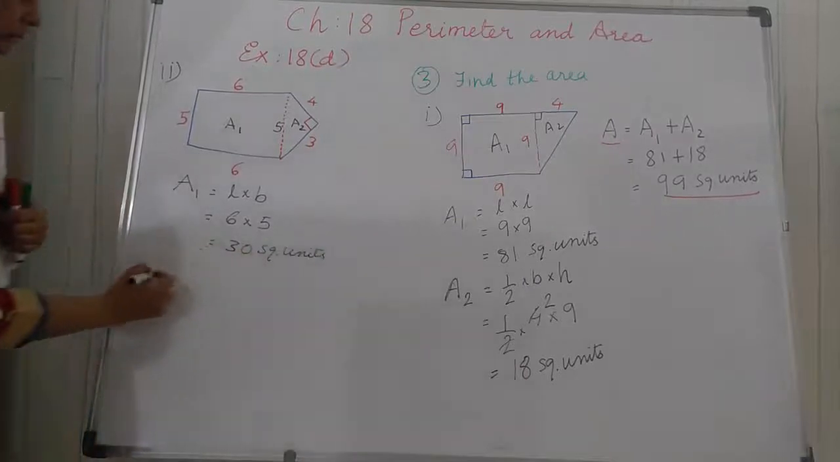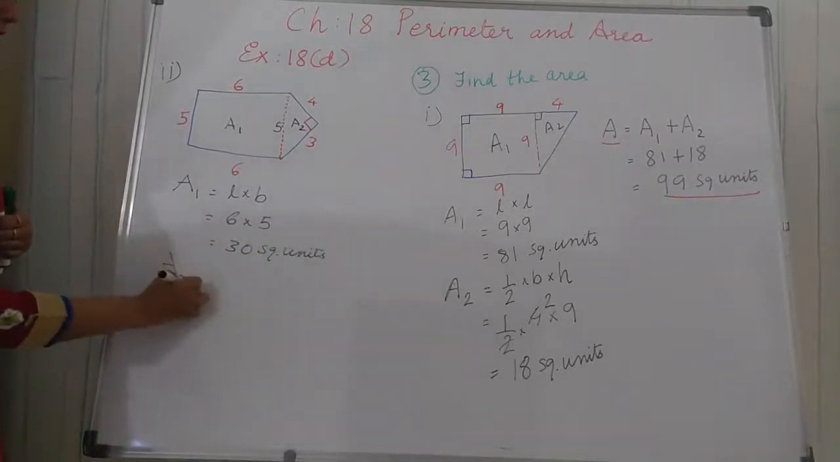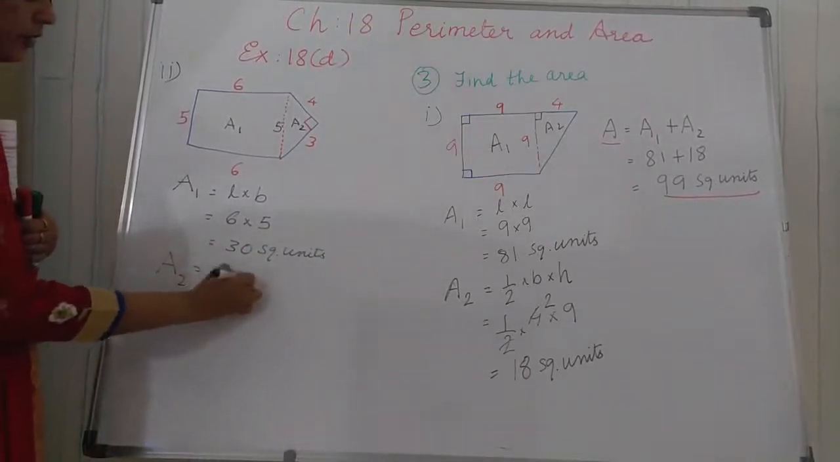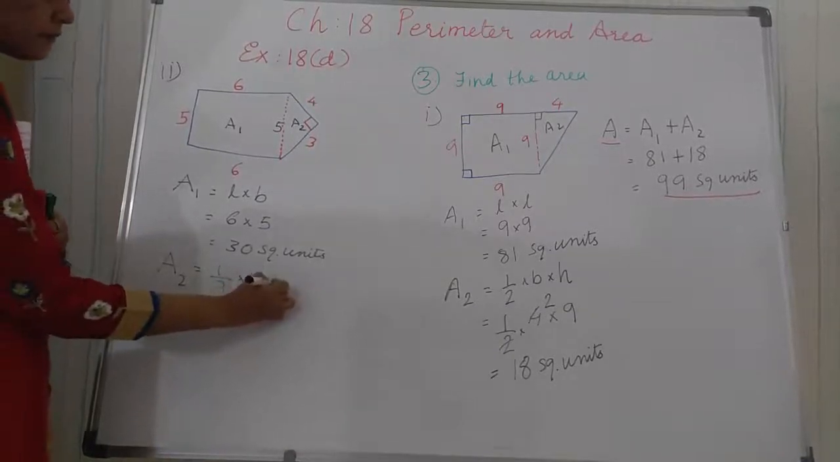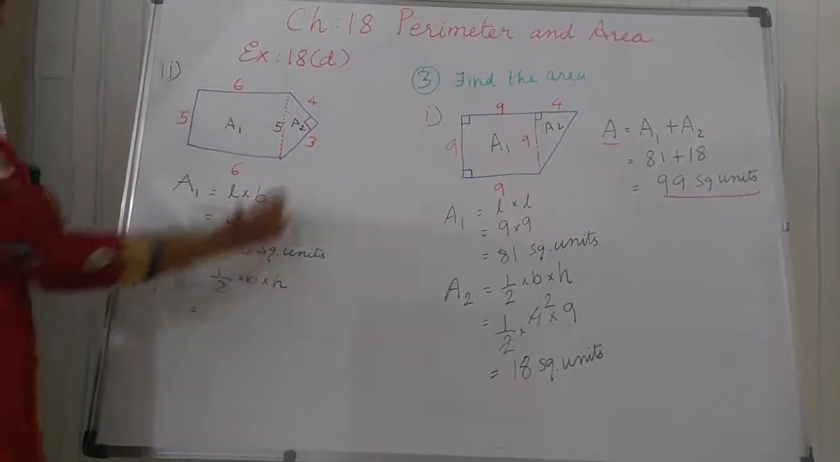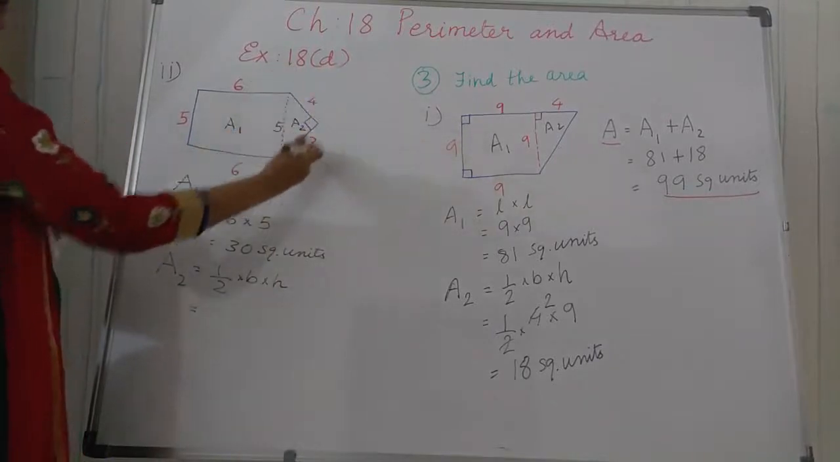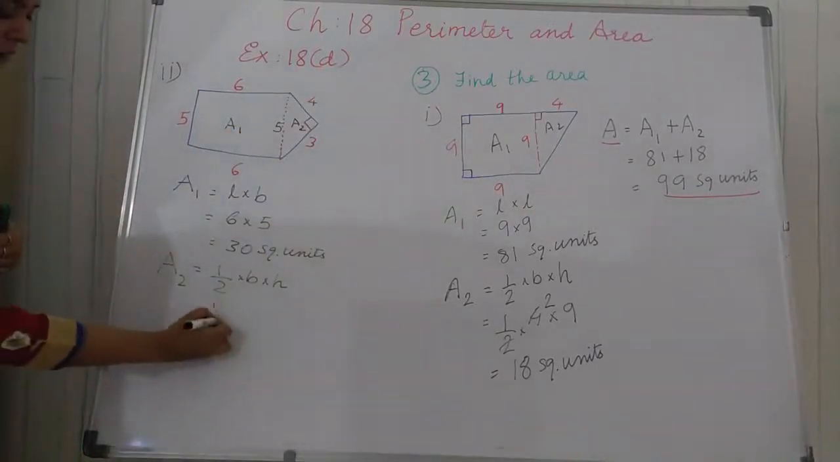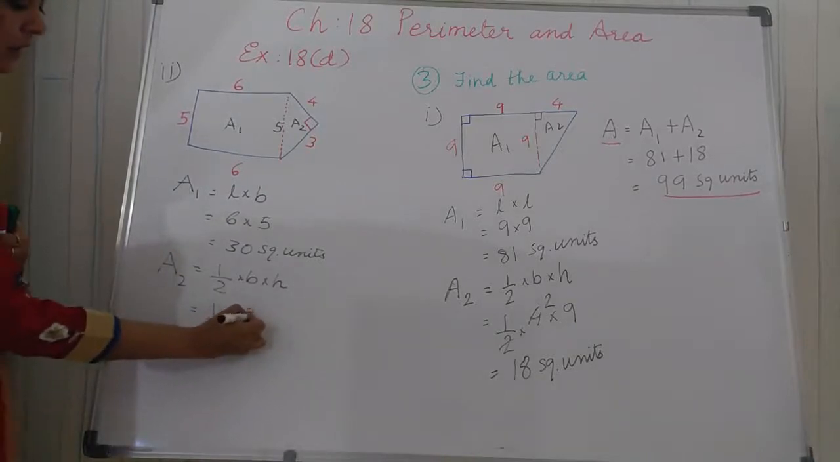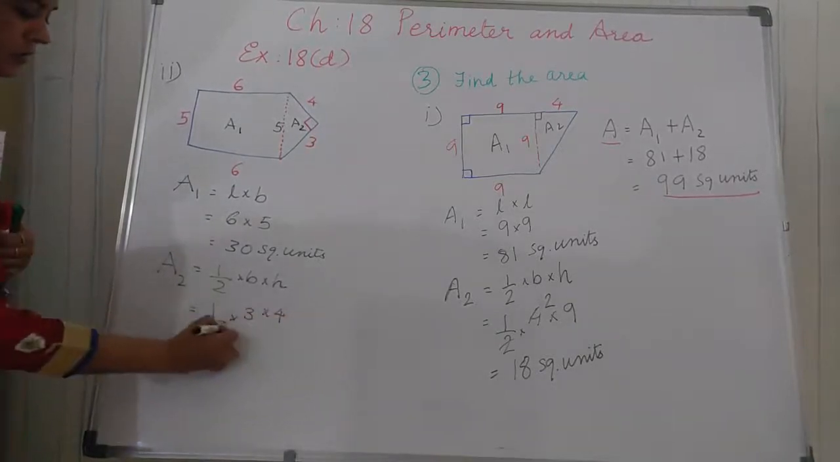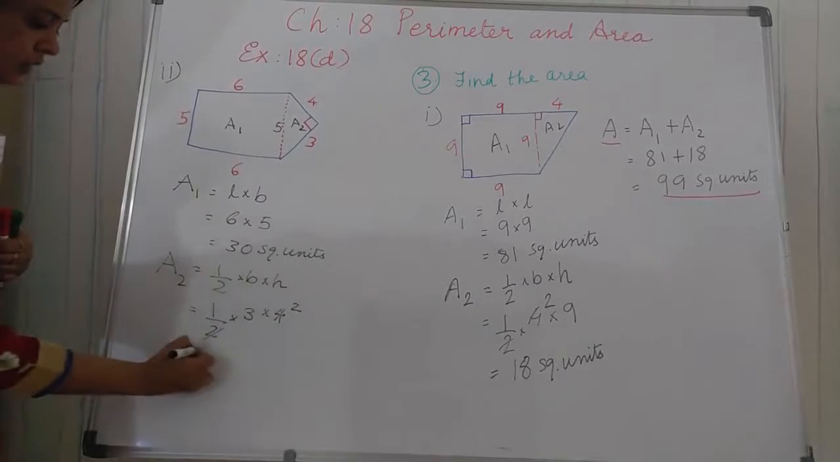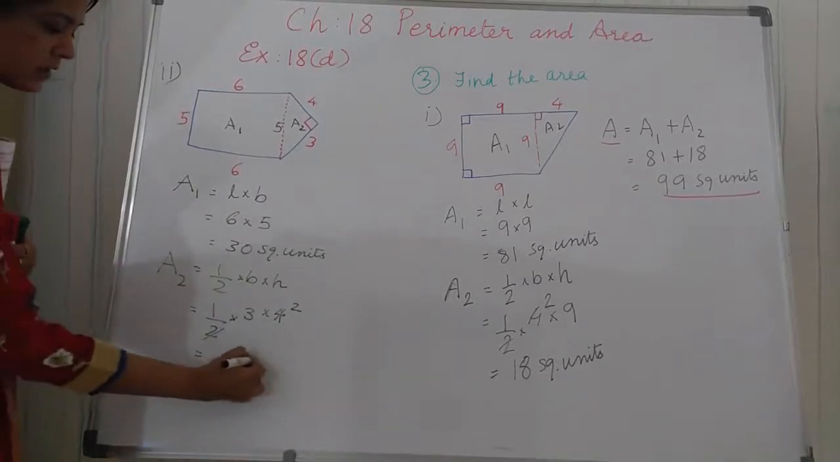Second, the A2 part is a right angle triangle: half, base into height. So you can see this is the 90 degree containing angle. So this is the height and this is the base here. So half, base is 3 and height is 4. So 2 2s are 4, 3 2s are 6 square units.